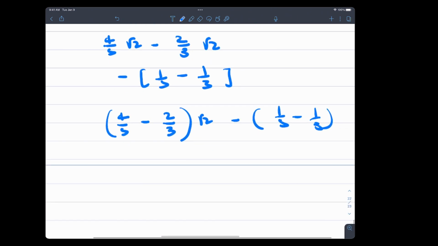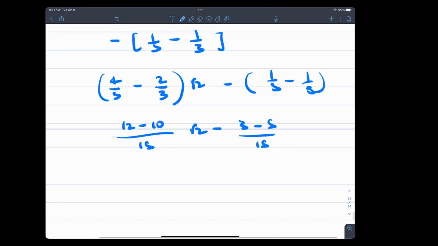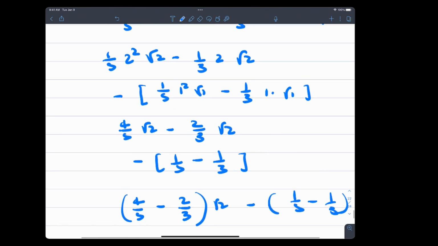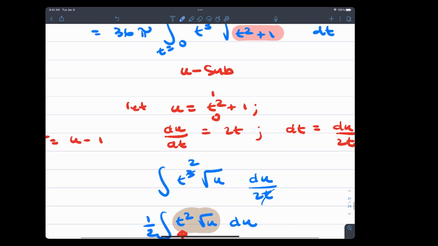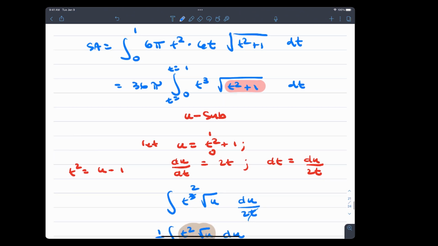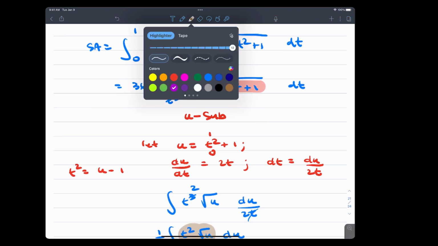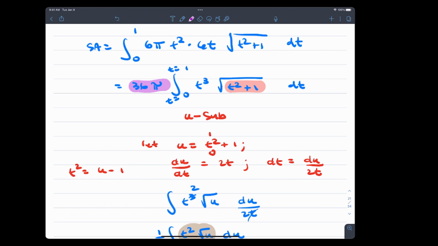So double check, ladies and gentlemen. Is that 12 minus 10 over 15? 3 minus 5 over 15. Okay. So 2/15 square root of 2 minus, which really makes it a plus, because 3 minus 5, isn't that negative 2? That's 2 over 15. Double check. But don't forget, what's the deal? That's just the integral. There's a factor here of what? Is there a 36 pi factor constant?